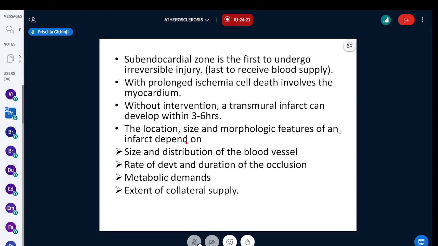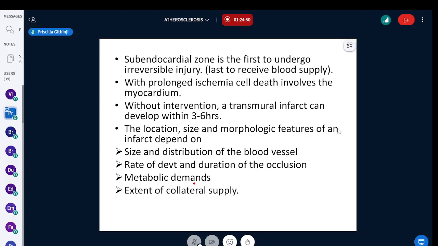The location, size, and morphologic feature of an infarct will depend on the size and distribution of the blood vessel that is involved. Are you occluding a major vessel or those small branching vessels? What is the rate of development and duration of the occlusion, because you allow time for collaterals to develop? What are the metabolic demands of that part of the heart?